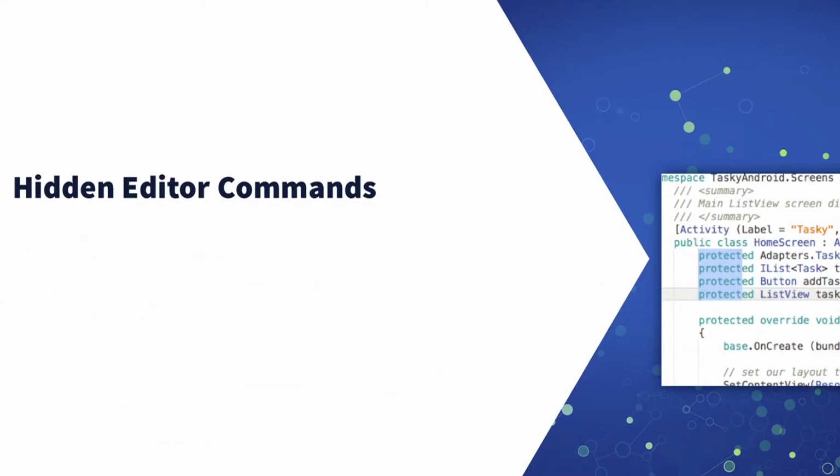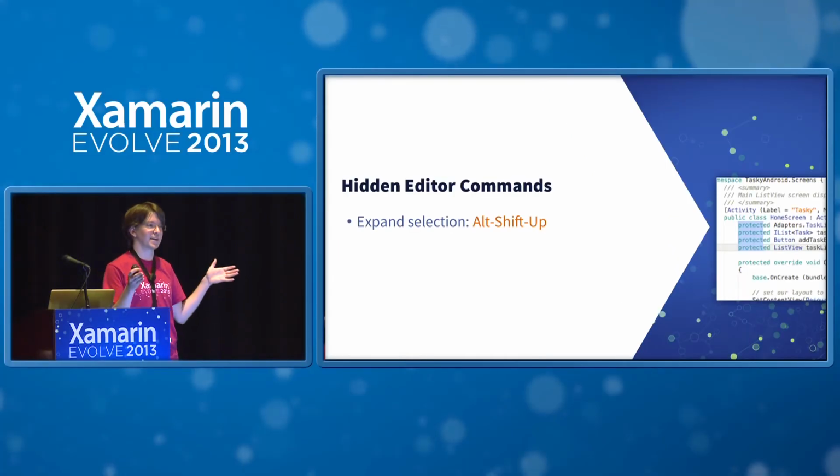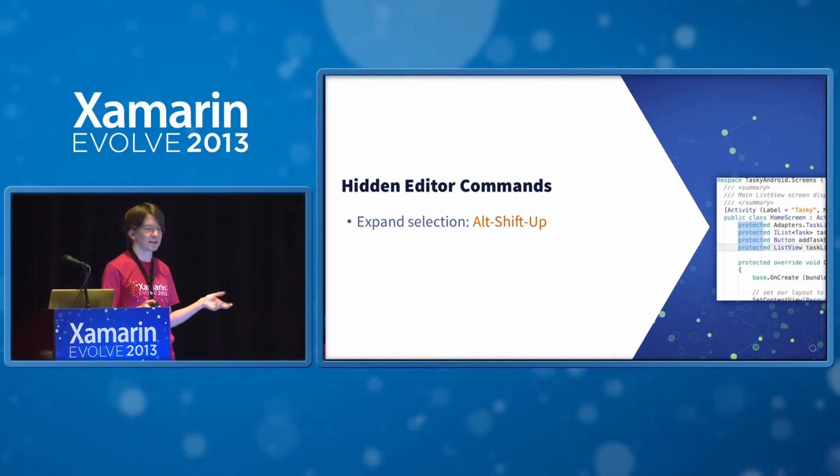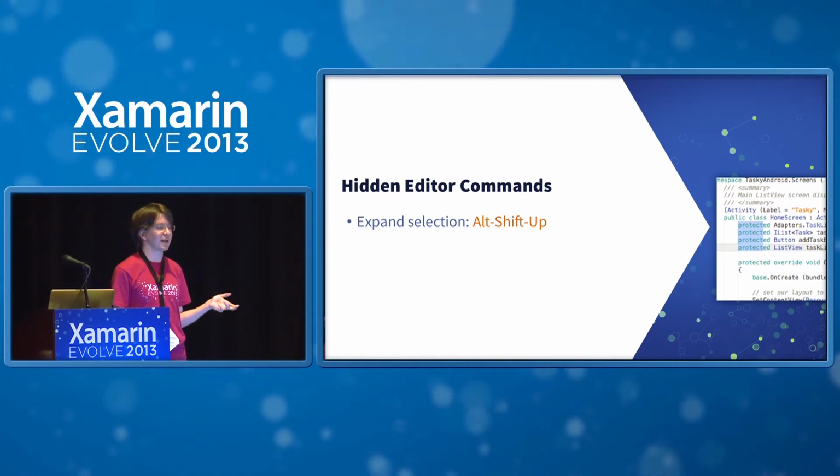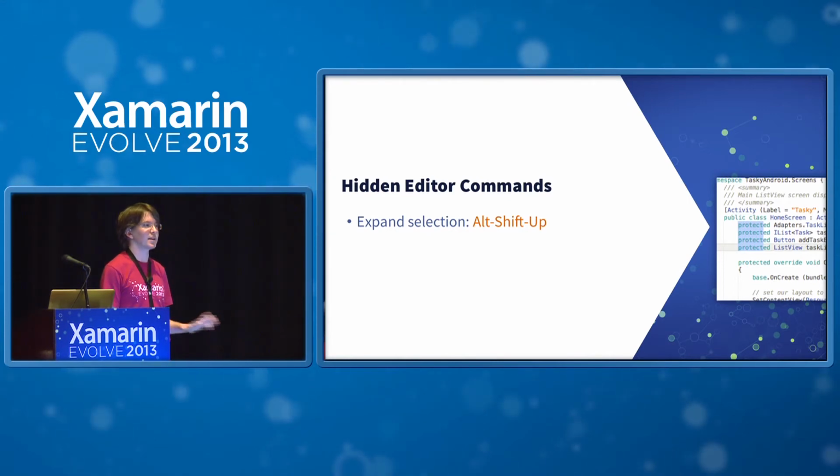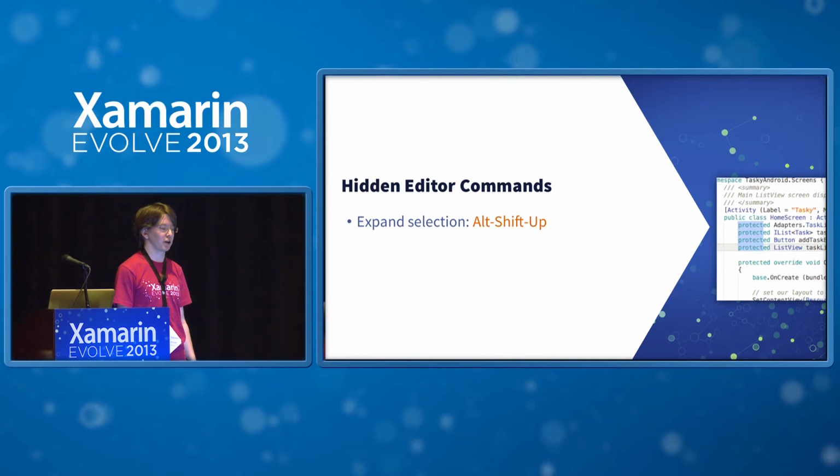There are also a lot of hidden editor commands that you can find in the key bindings panel that I mentioned before. My favorite of these is expand selection. Alt-Shift-Up expands the selection around the caret. So first it selects the word, then the sub-expression, then the statement, then the method body, then the method, then the class. So if you want to copy a line, just Alt-Shift-Up until it expands to the line, then Command-C or Control-C that line. It's really useful combined with extract method and extract local as well.